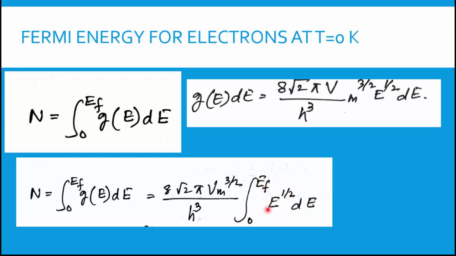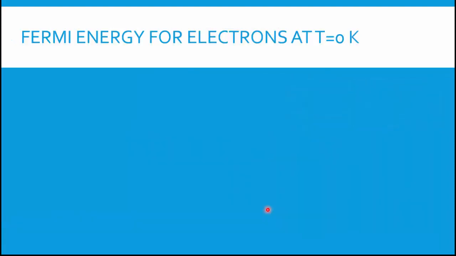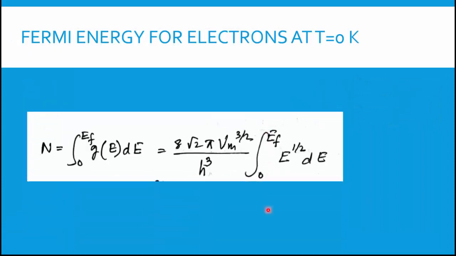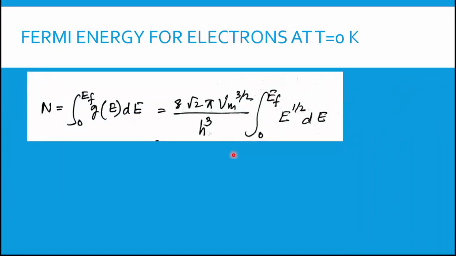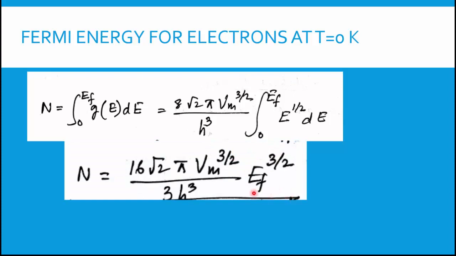I get EF to the power of 3 by 2 divided by 3 by 2. So I get it in this way. So capital N is equal to, if I solve this integration and substitute the limit, I have EF to the power of 3 by 2 and in the denominator I have 3 by 2. That 3 by 2 goes up, that means 2 by 3 it comes, and 2 multiplied by 8 you get 16 root 2 pi V m to the power of 3 by 2, and in the denominator you get 3h cube, and you get EF to the power of 3 by 2.